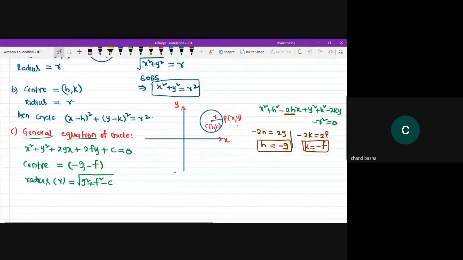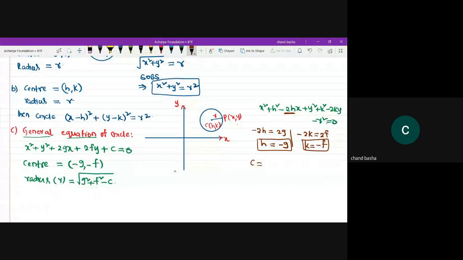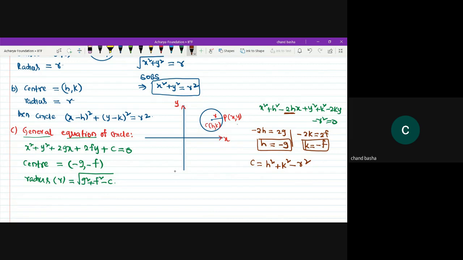And similarly, in place of c, let us see here. If I'm taking the c value, all constants, c is equal to h square plus k square minus r square. This r square will be on the left hand side: r square is equal to h square plus k square minus c. Then r is equal to the square root of h square plus k square minus c.